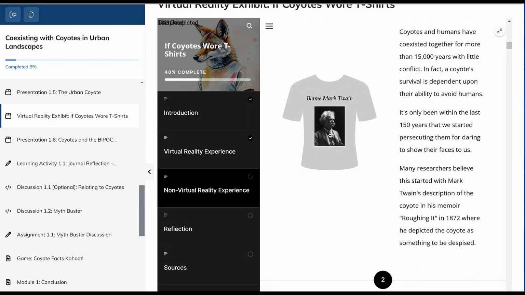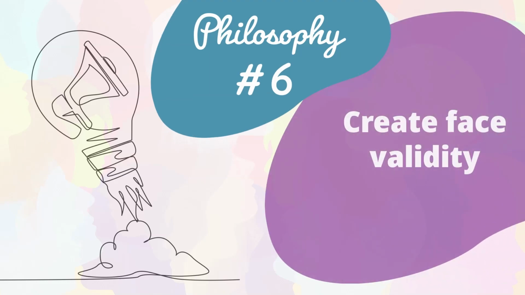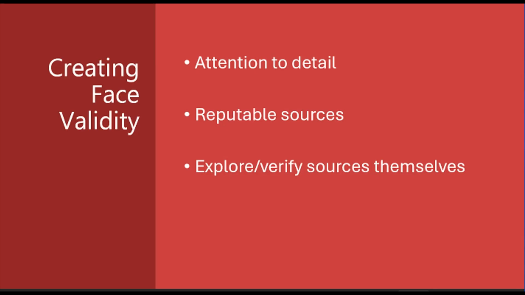Philosophy number 6, create face validity. A course not having face validity is one of the fastest ways to lose a learner in an online course. Some of the ways to create face validity include attention to detail, such as spelling, grammar, and user testing to make sure all links work and that all learning activities function as expected.